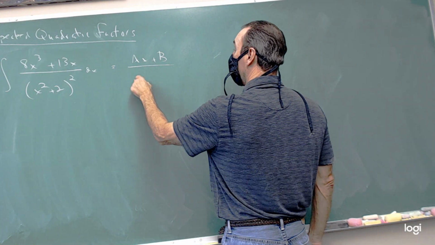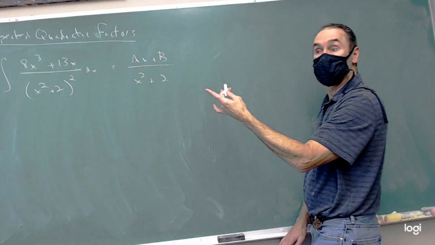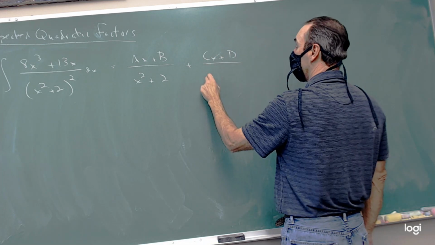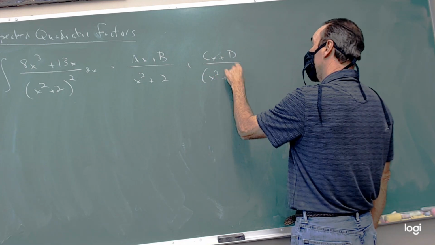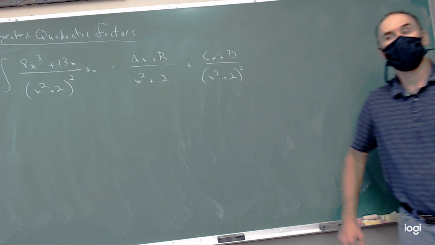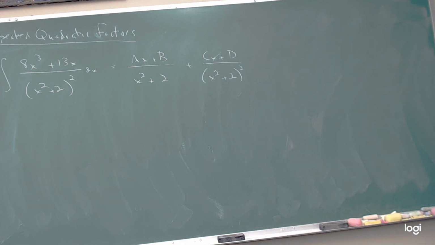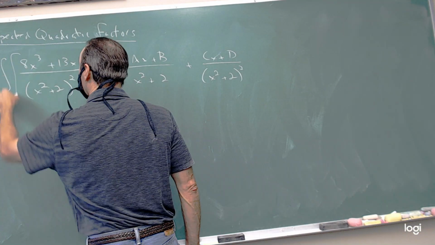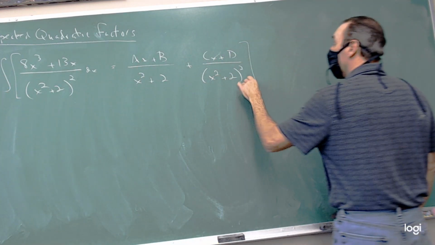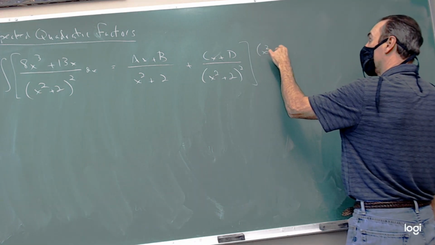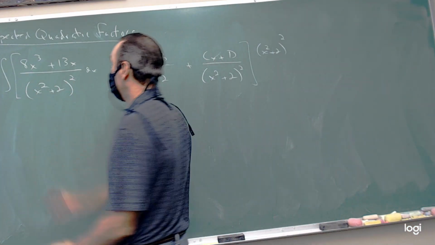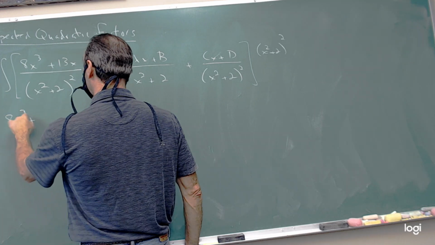Over, there's more. Cx plus d over x squared plus 2 squared? Exactly, very nice. So we need each of the powers represented there. Is that okay? Okay, and so we will multiply by our least common denominator, so that x squared plus 2 squared wipes everything out here, so we get 8x cubed plus 13x.